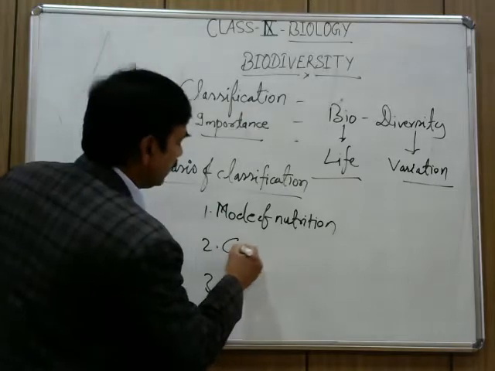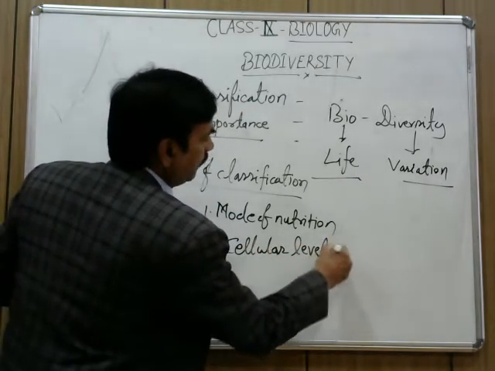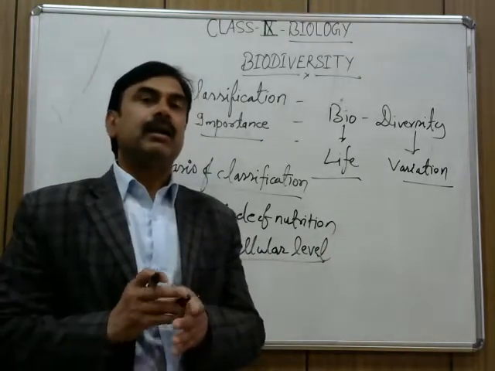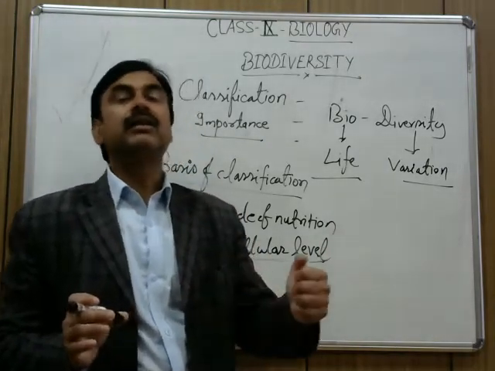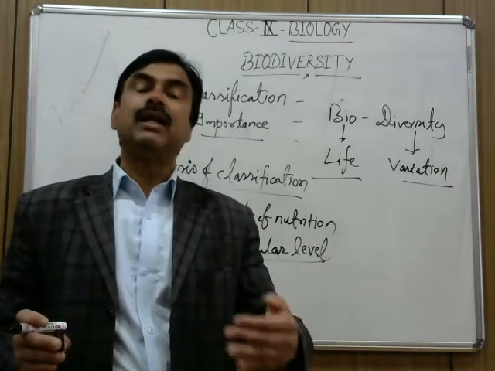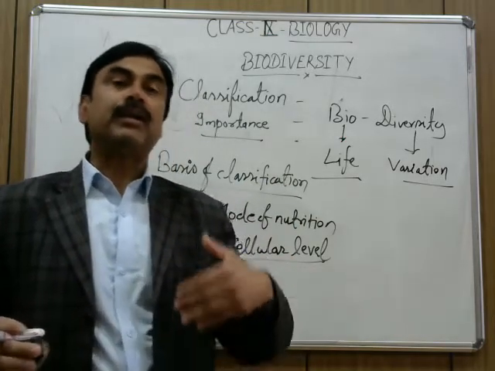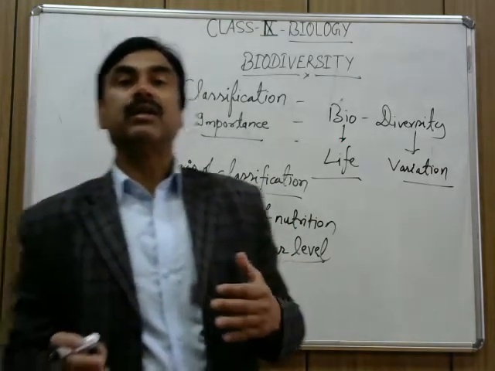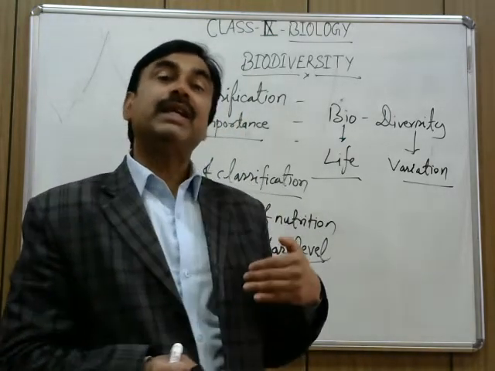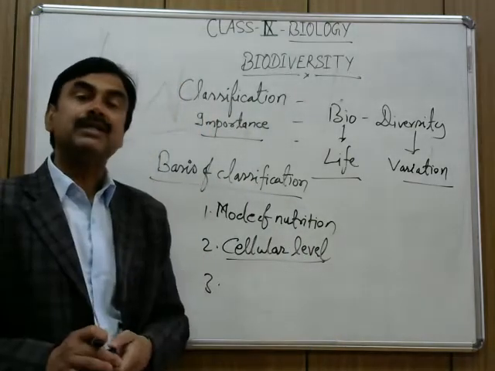Number two, cellular level, meaning the animals or plants are unicellular or multicellular. If they are simple, they will be kept in the unicellular, like amoeba, euglena, paramecium, they are unicellular. But when the animals and plants are multicellular, they are in the complex form, so they will be kept in the multicellular level. Okay? And the third one is their habitat.